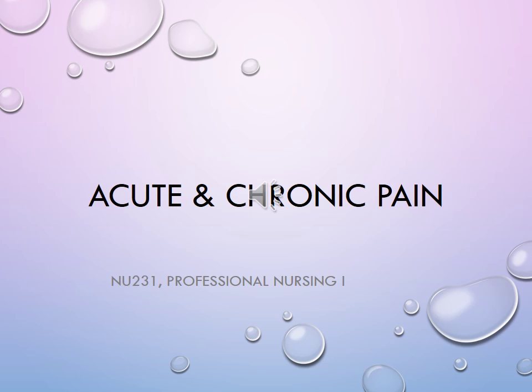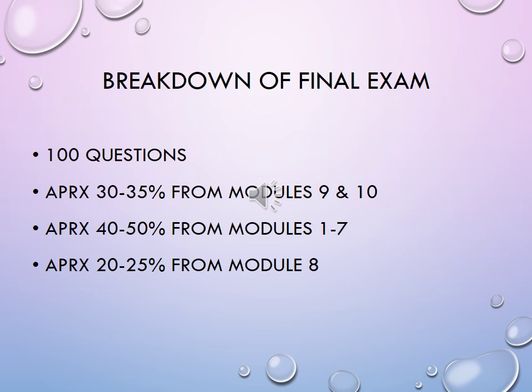This is Acute and Chronic Pain, Module 9. Here's a breakdown of the final exam. It's 100 questions. Approximately 30 to 35% is Modules 9 and 10, 40 to 50% from Modules 1 to 7, and 20 to 25% from Module 8.